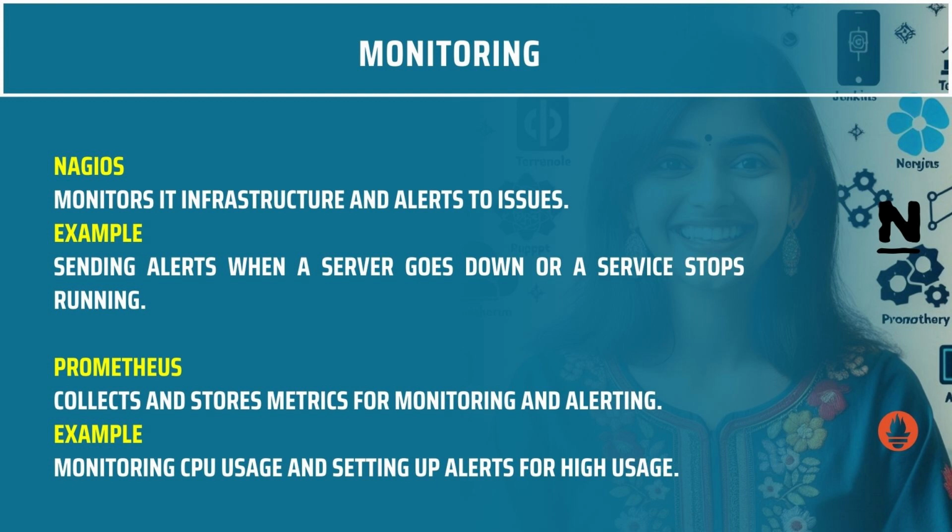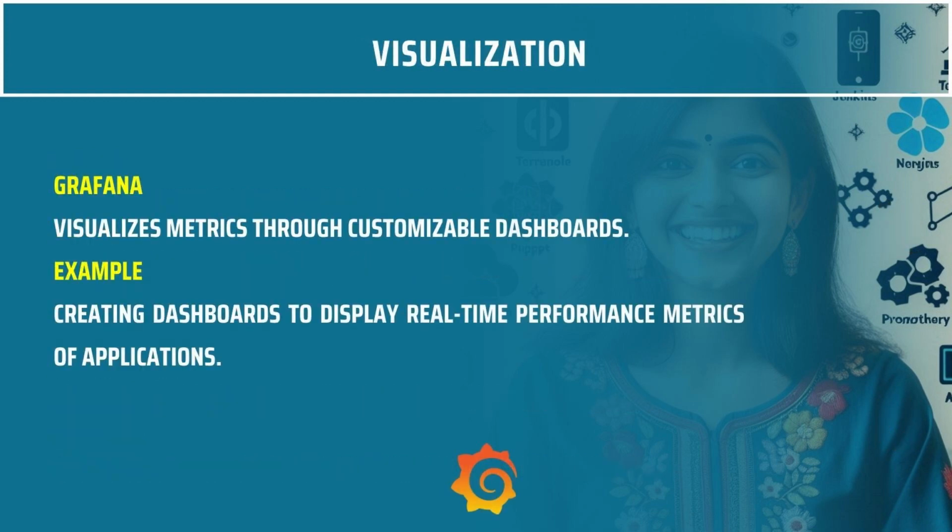Next, Prometheus is another monitoring tool. It's an open source system designed for monitoring and alerting, primarily focused on reliability and scalability, where Prometheus collects and stores metrics as time series data, enabling us to track performance over time. For example, we can monitor the CPU usage of our servers and set up alerts if the usage goes beyond a certain threshold.